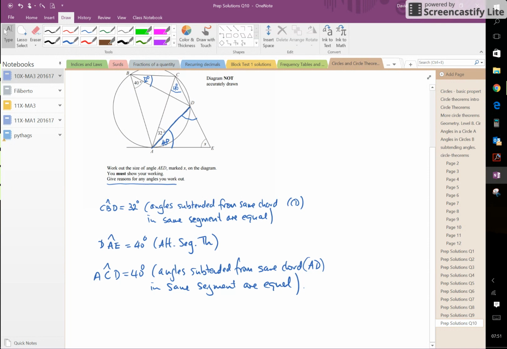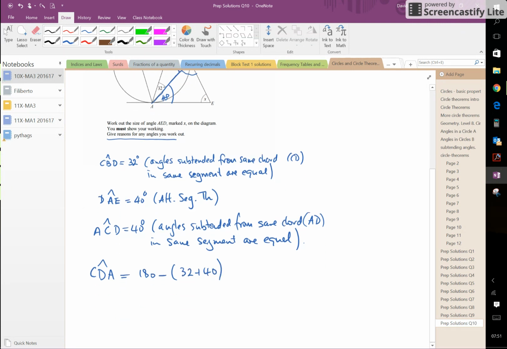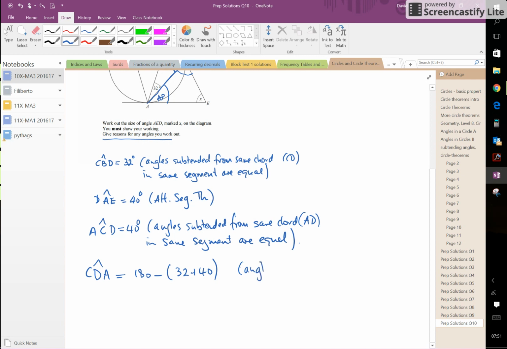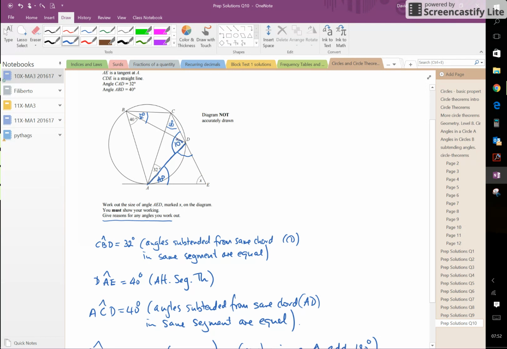So reason being, well, we can now find out what this angle is here because we have a triangle CDA. So the angle CDA is 180 degrees minus 32 plus 40, because angles in the triangle add to 180 degrees, or the internal angles do. So this is 180 minus 72, which of course is 108 degrees. So this is 108.